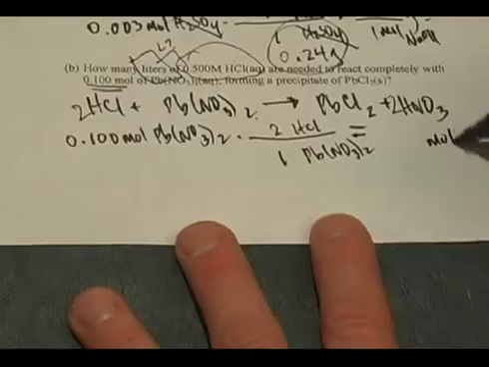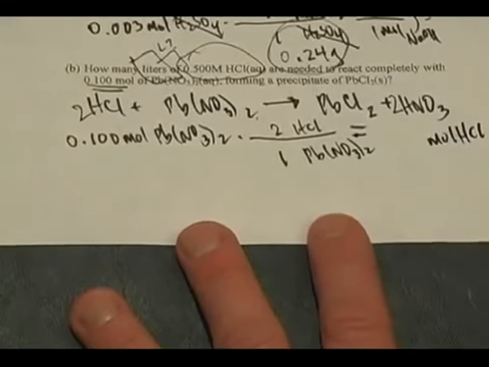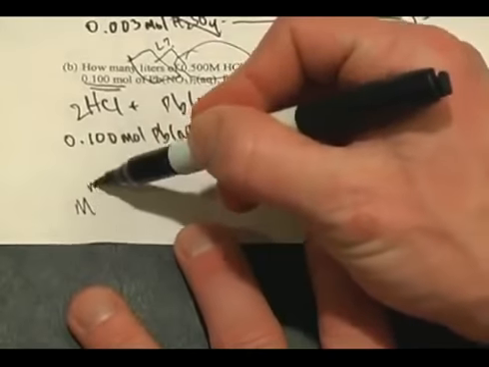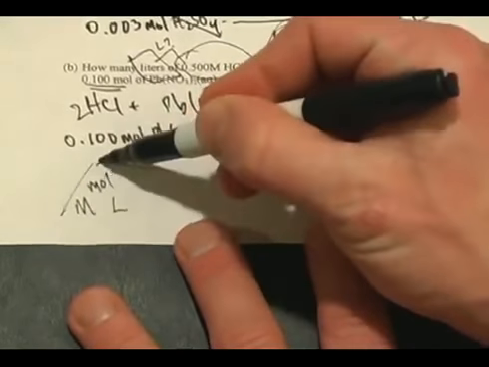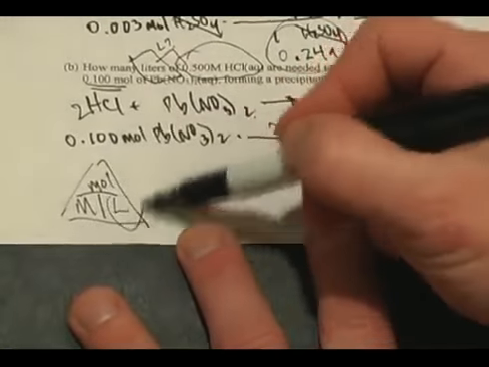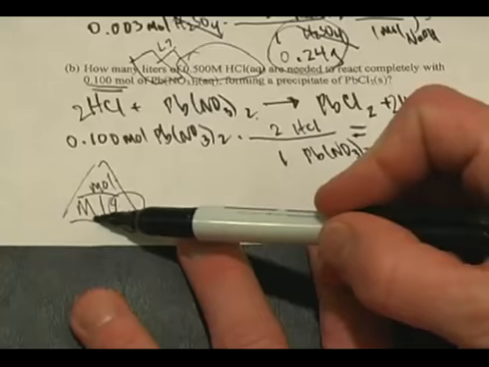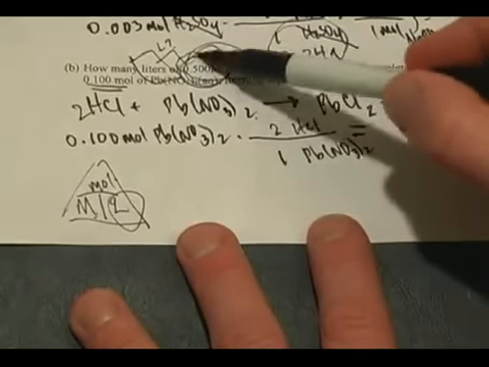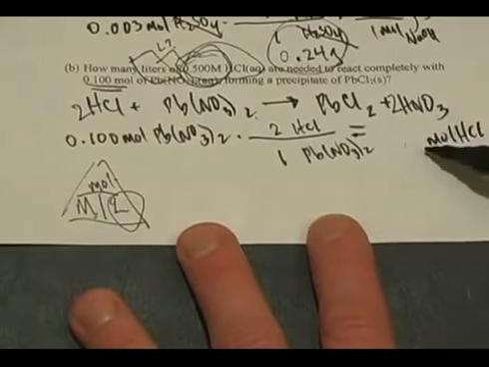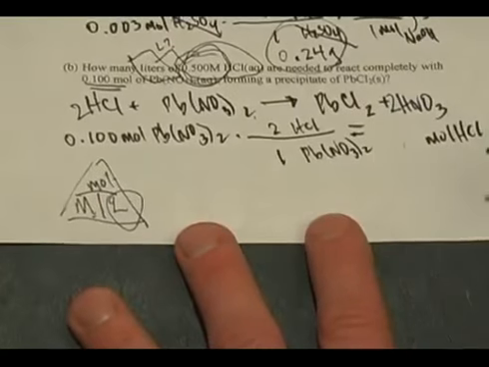So if I stop right here, I'll get my moles of HCl. And somebody might jump up and down and say, how's that going to help me? Well, remember the molarity triangle. Molarity equals moles divided by liters. And if I want to know liters, that equals moles divided by molarity. Well, I know the molarity right up here. I know the moles from right here, so I can divide those two and then I'll get my liters.